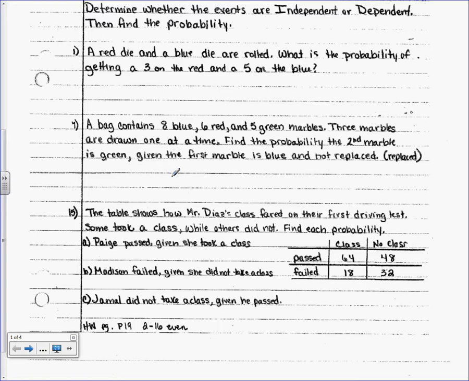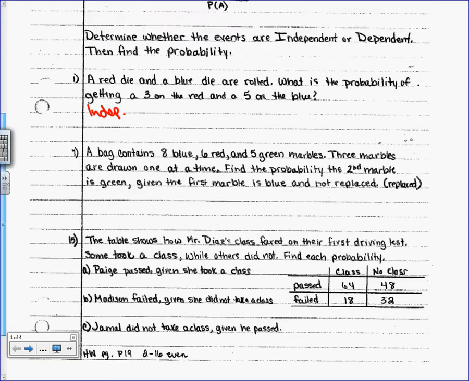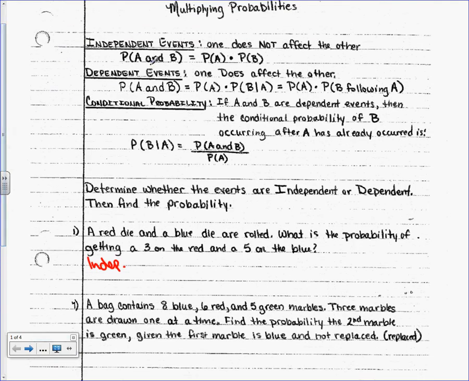So, a red die and a blue die are rolled. What's the probability of getting a 3 on the red and a 5 on the blue? Do those have anything to do with one another or not? They don't affect each other. So is it independent or dependent? Independent. So we're going to use the independent formula. Up here, this first one, we're going to say the probability of the first thing times the probability of the second thing. That's all it's saying.